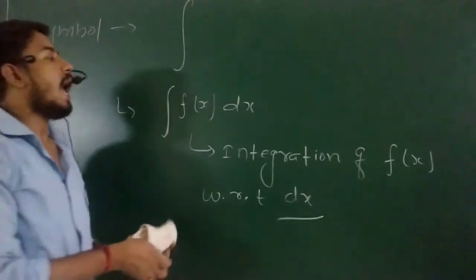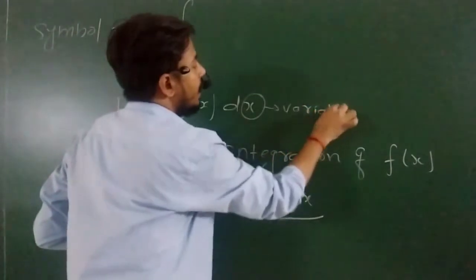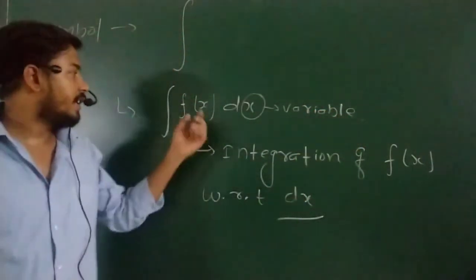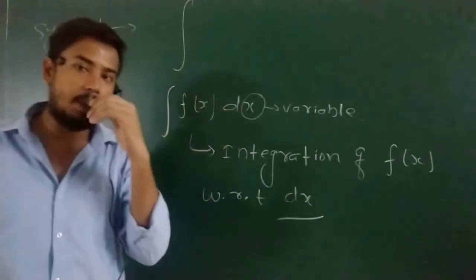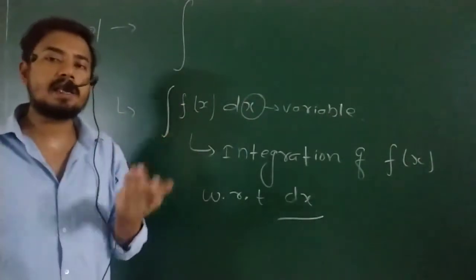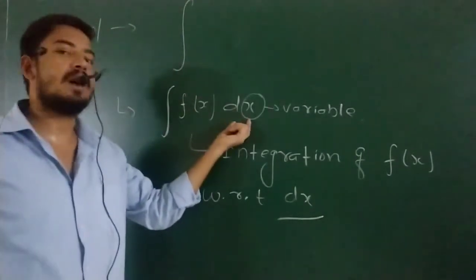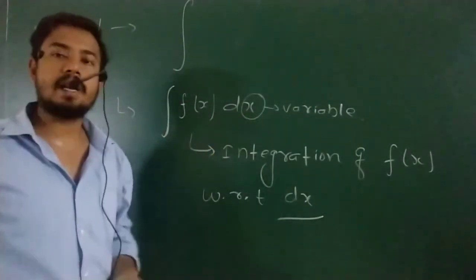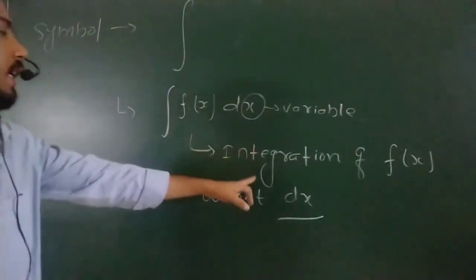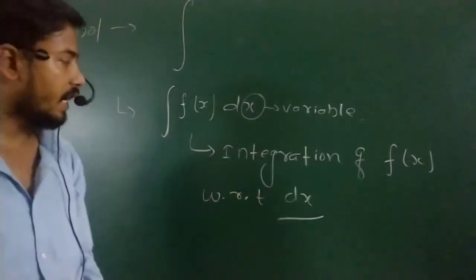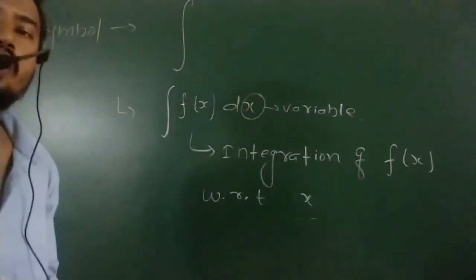Getting my points? And this one will represent the variable. Suppose dx, it means what? x is the variable here. If another variable like y, z, t is available, then we cannot count those as the variable. We will count only this as the variable, right? So this will represent the variable. Getting my points? So this is the symbol of integration, and we can read it as integration of f of x with respect to x. Okay, can I take another part?